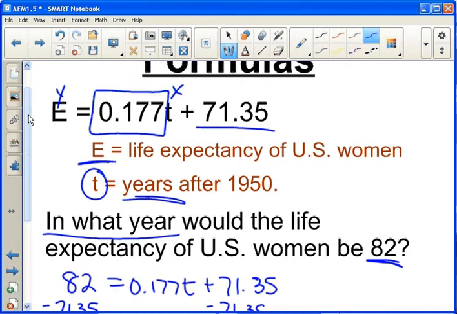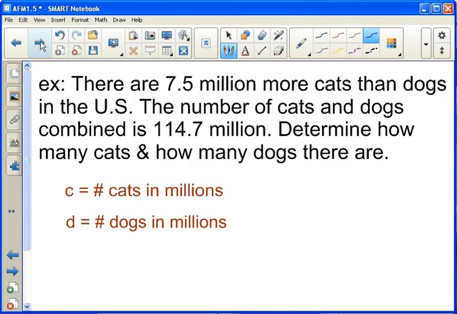Alright, let's look at another example. This is one of those cases where you're going to have to take the English that's written as a sentence and turn it into an equation. There are 7.5 million more cats than dogs in the U.S. The number of cats and dogs combined is 114.7 million. Determine how many cats and how many dogs there are.